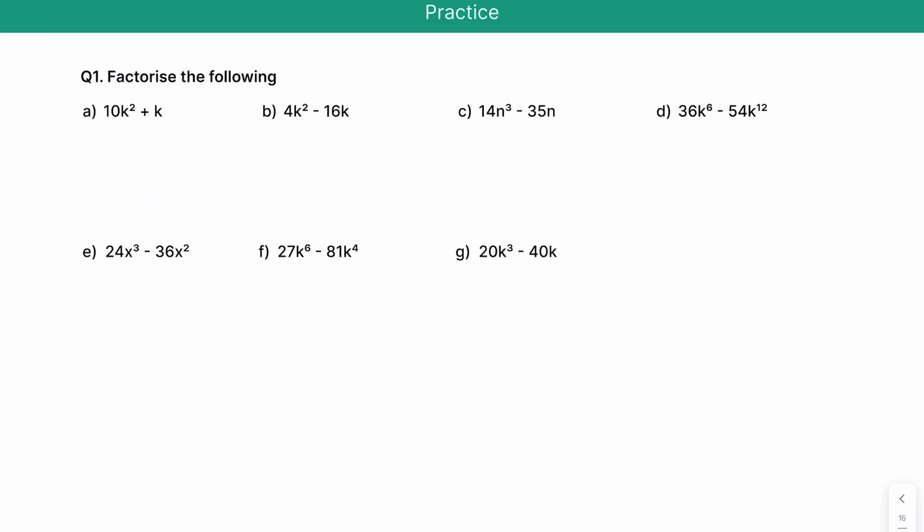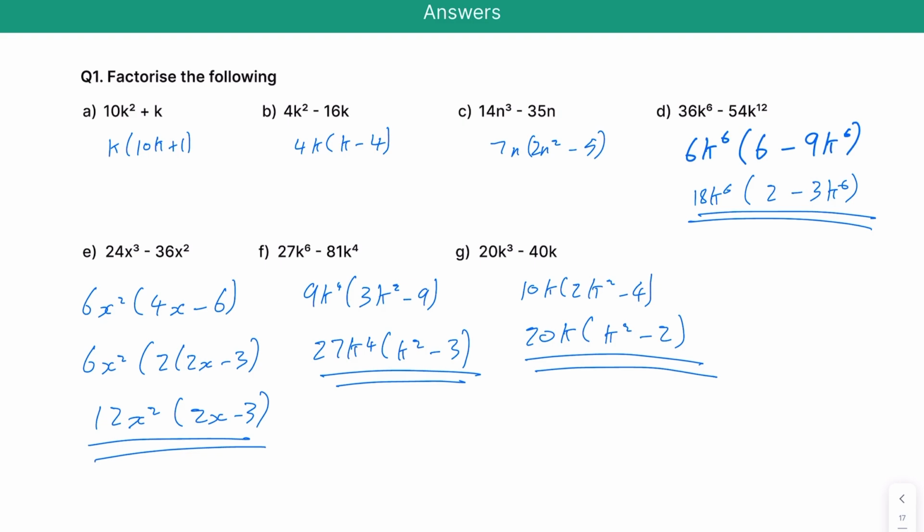So moving on, here's some practice questions. Press pause and have a go. Here are the answers to mark your work. So you can see with these ones down here, fully factorized forms are the ones I've put right at the bottom. Okay, so if you came up with anything above them, those aren't quite fully factorized.